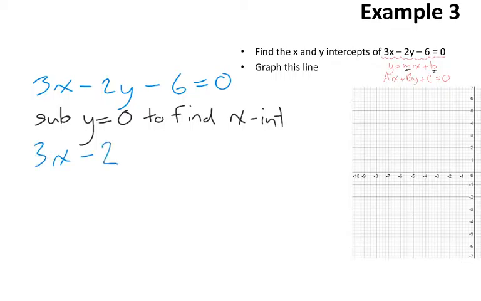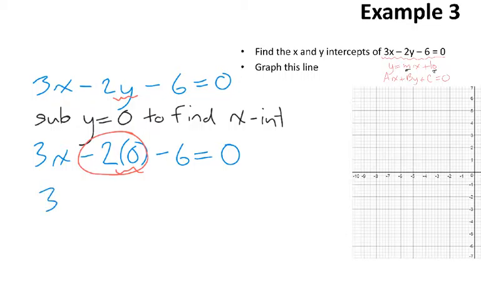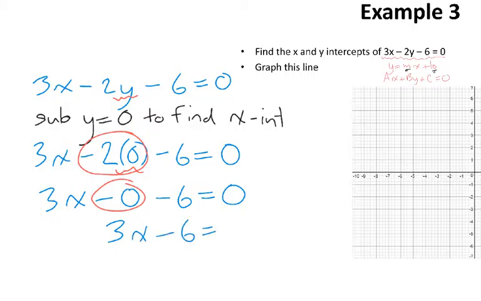So instead of writing y, you're going to write 0, and then everything stays the same. Let's just highlight that so you know what I'm changing. Let's simplify this a little bit. Anything multiplied by 0 becomes 0. So that is going to become a 0, and everything else stays the same. We don't really like to write zeros in, so let's remove that 0. And that will leave me 3x minus 6 equals 0.